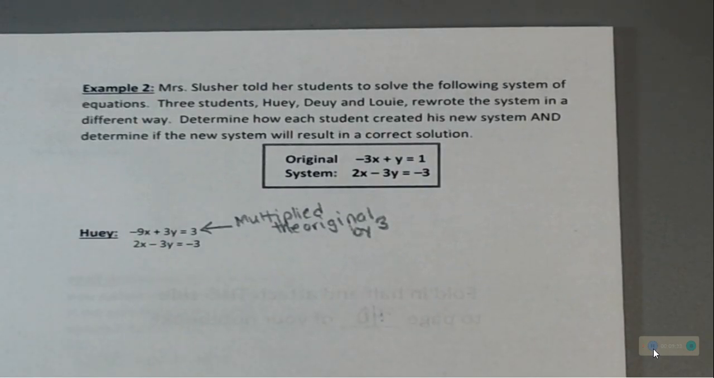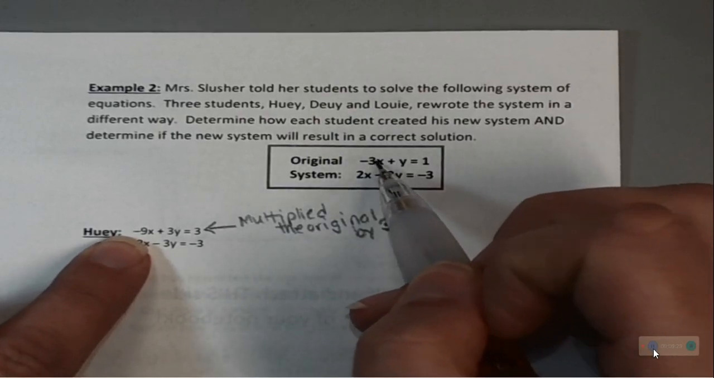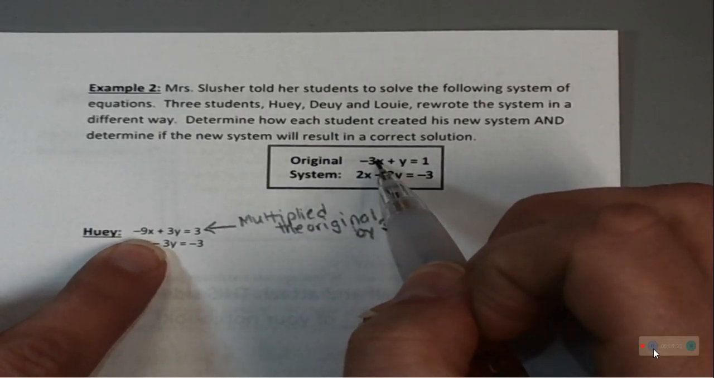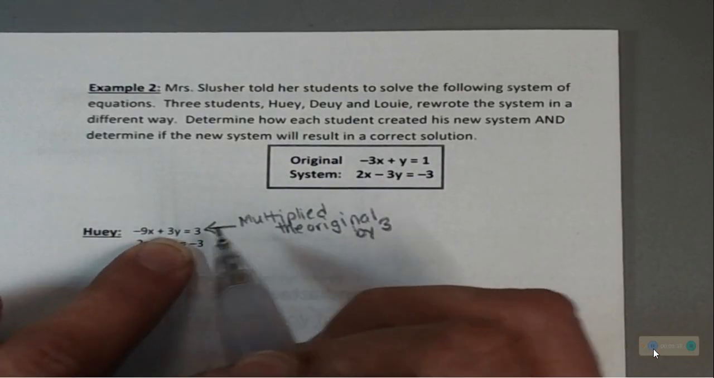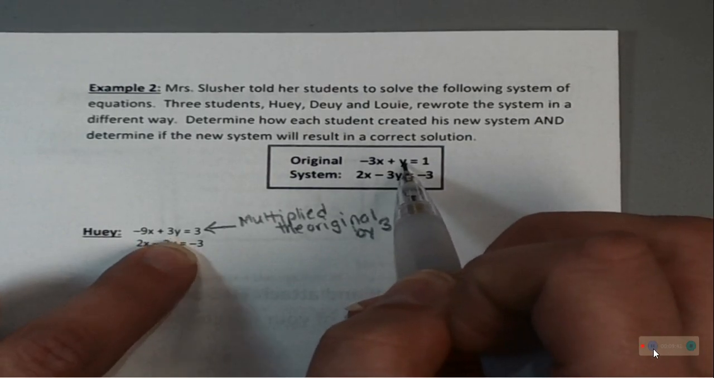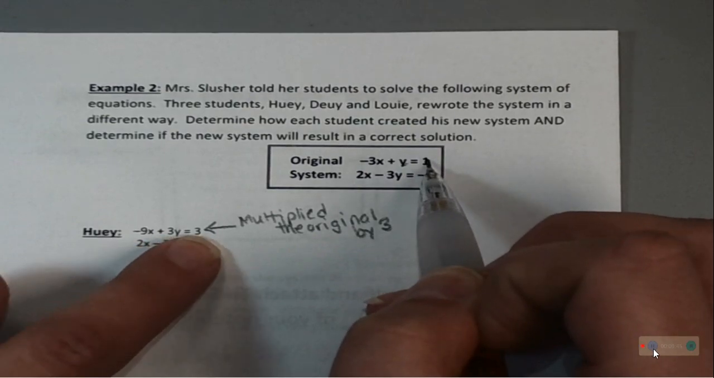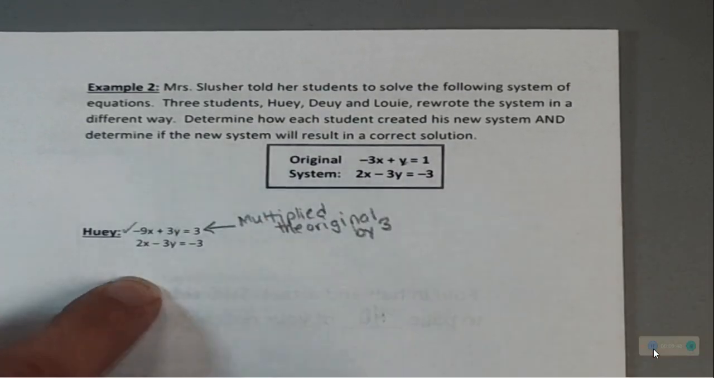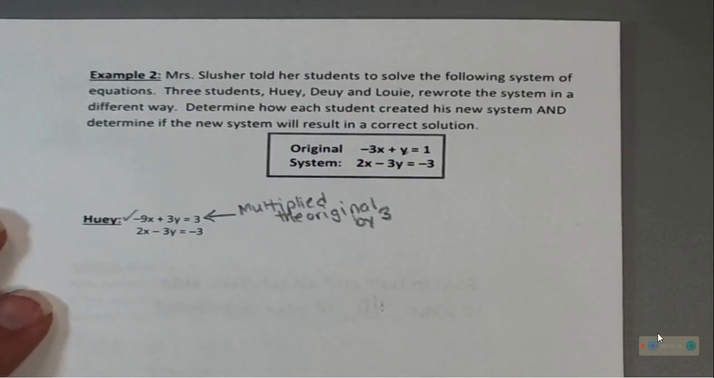All right, so let's make sure that he did that correctly. What would 3 times negative 3x be? Negative 9, you're right. Negative 9x, so he's good there. What's 3 times this y going to be? 3y. So he wrote down the right thing. And what's 1 times 3 going to be? 3. So far, Huey's first equation is correct. So we checked that out, made sure everything was all good.